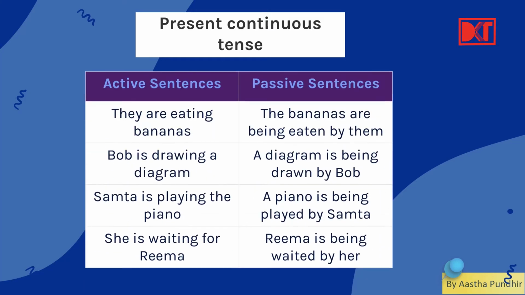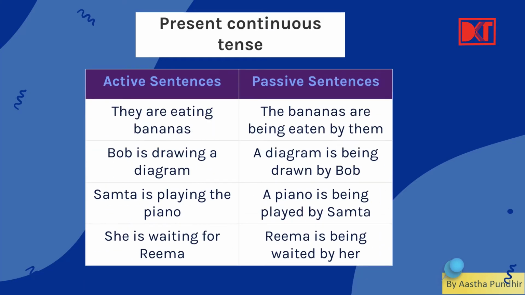Alright, so now the next one is present continuous tense. Present continuous tense, let's see, examples are like here. They are eating bananas, the bananas are being eaten by them. And Bob is drawing a diagram, the diagram is being drawn by Bob. Samta is playing the piano, the piano is being played by Samta. She is waiting for Reema. Present continuous है ना? Is waiting. Change हो गया किसमें? Reema बन गई जो हमारा object था.